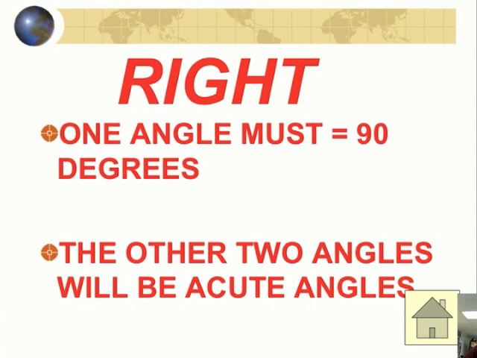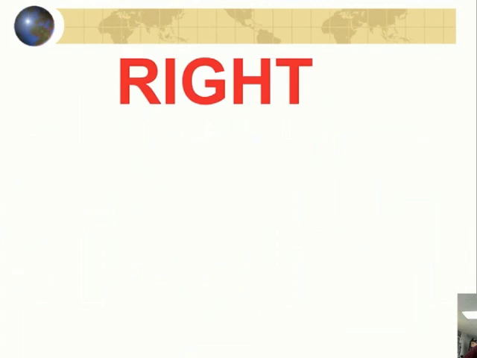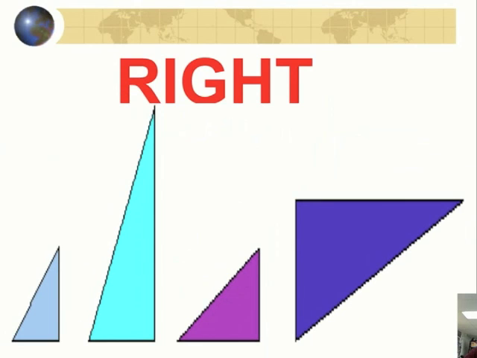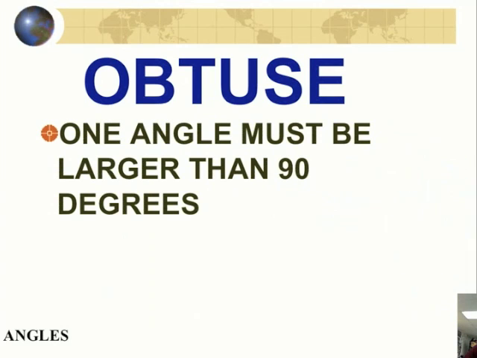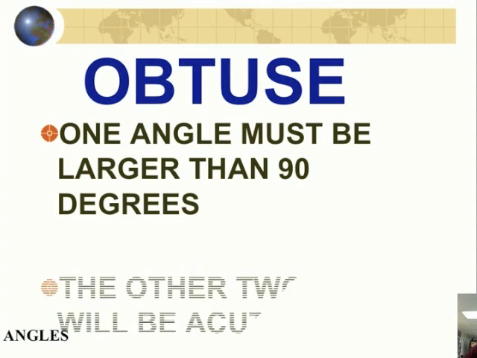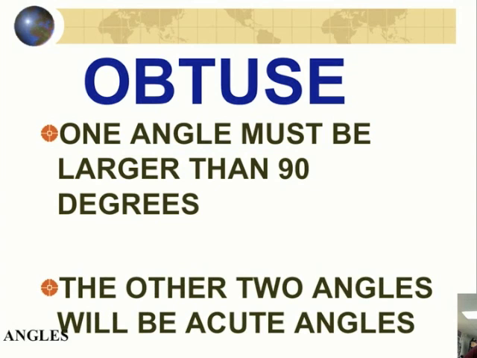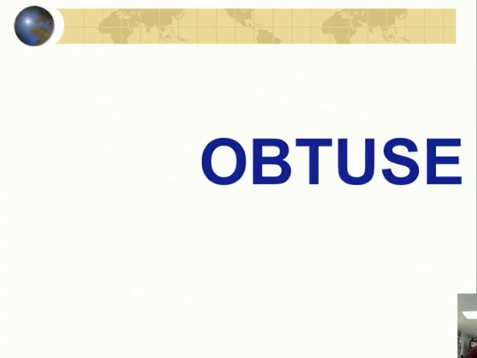The other two angles have to be acute, because if you had anything larger, they wouldn't equal 180 degrees if you added up all three of them. So again, one of the things you look for in a right triangle is, does it have the little square in the corner to identify it? They don't have to, but you've got to be careful with that if they do and if they don't. The other one that we have is obtuse, and again, one angle must be larger than 90 degrees. The other two angles again will be acute. Again, all angles equal 180 degrees.